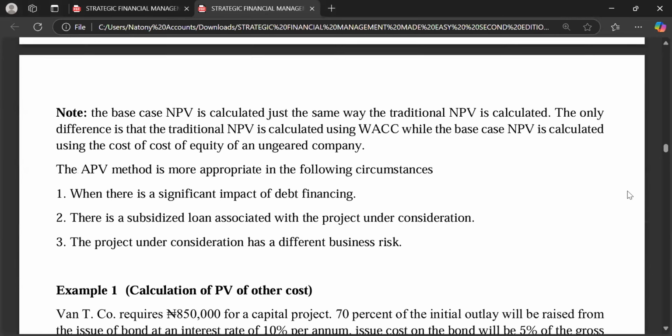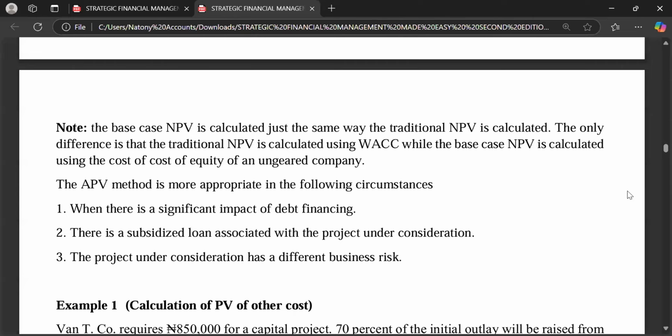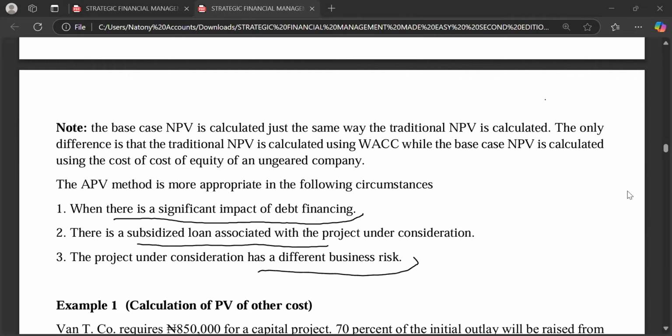So when is it appropriate to use the adjusted present value method to appraise a project? One, when there is a significant impact of debt financing. That's the company is taking a significant debt to finance the projects. Two, when there's a subsidized loan on the project. And three, the project under consideration has a different business risk. So these are the basic three situations that may give rise to the use of what? The adjusted present value method.